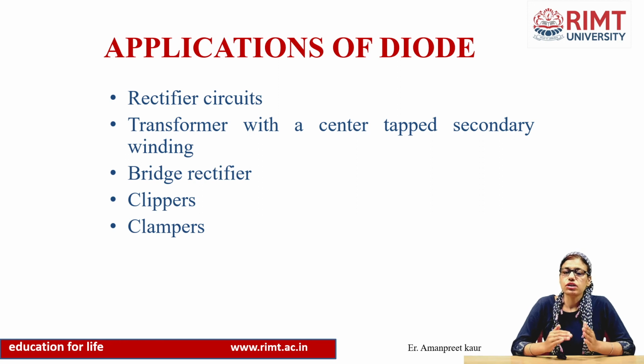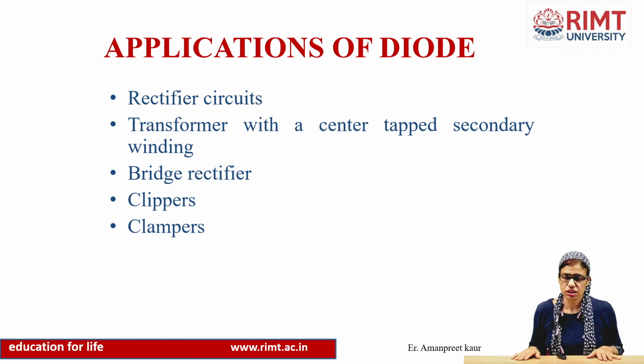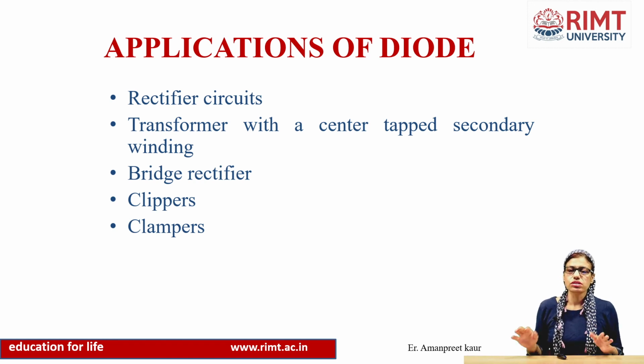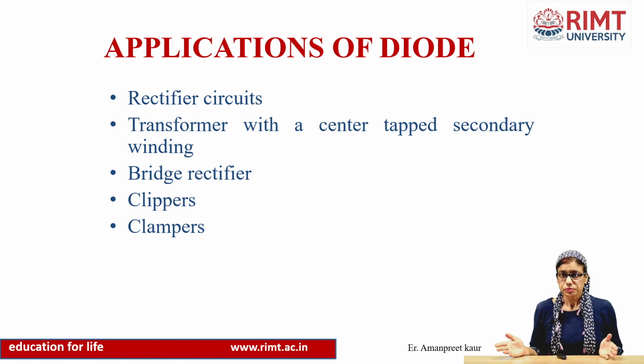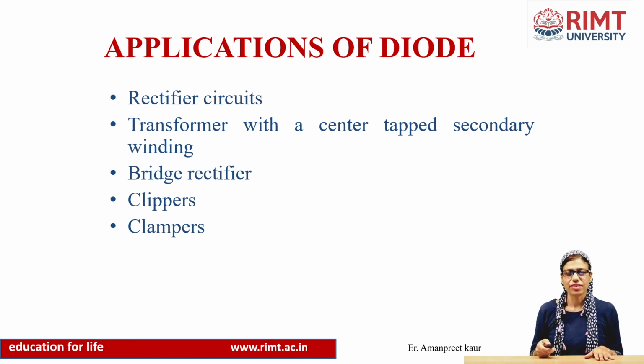A clamper shifts the level of the AC waveform, so that it takes the negative portion also to the positive side. So, in clipper and clamper circuits we use diodes, and we also use diodes to make electronic devices like photodiodes and LEDs. In these also diodes are used. So, thank you. This is all about semiconductor diodes.